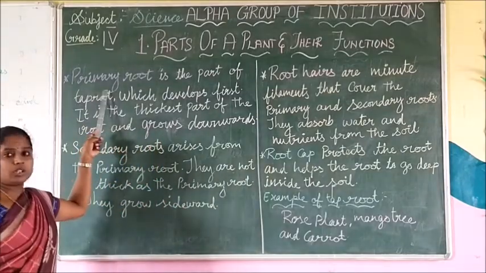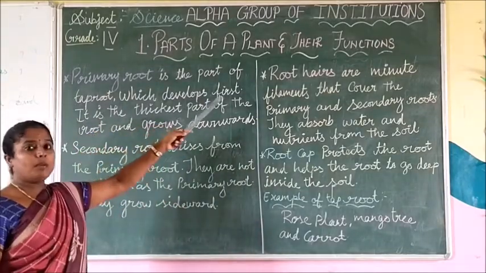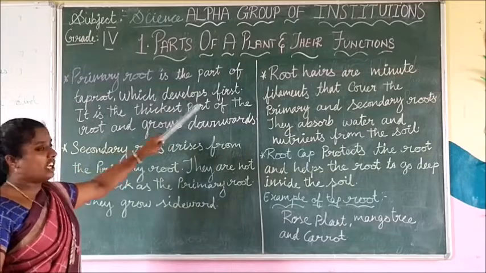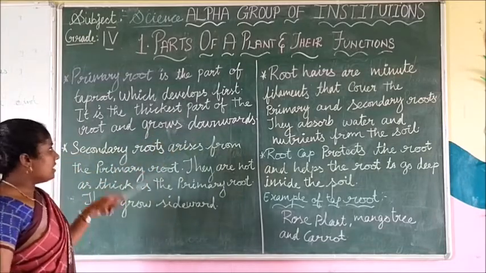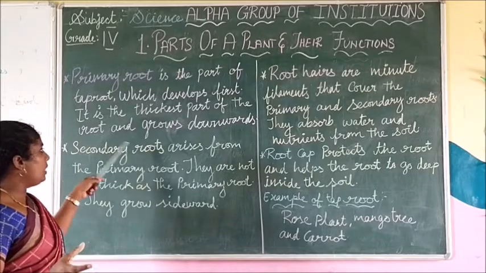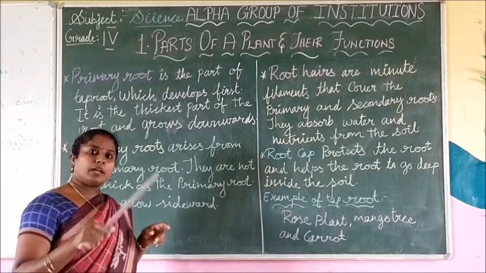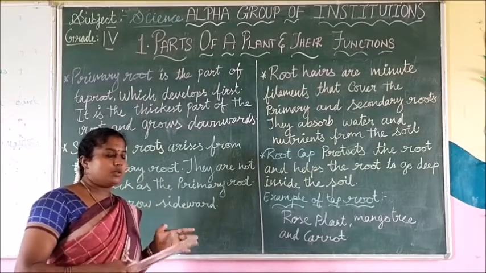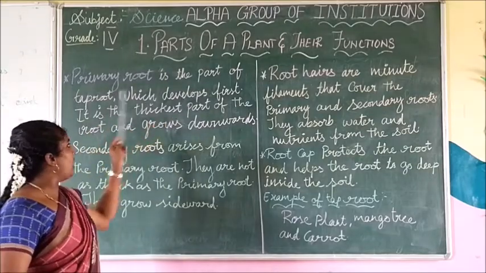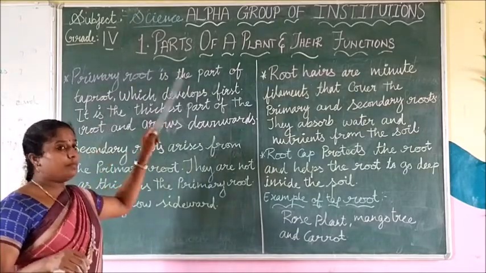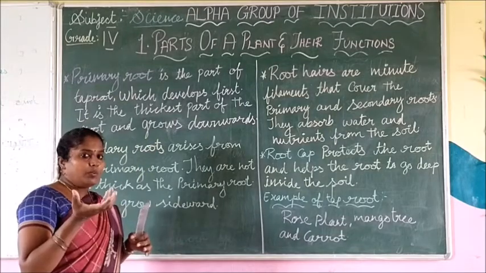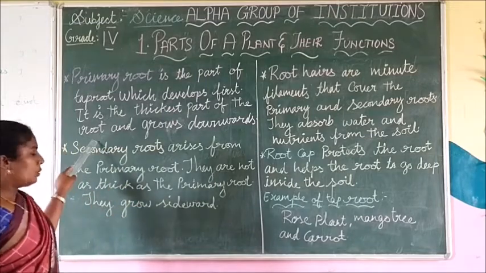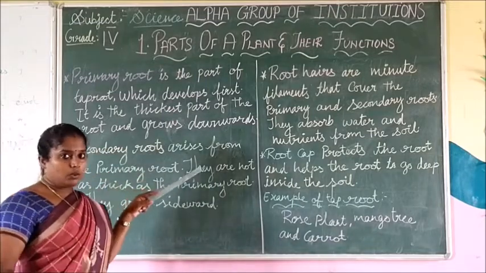Now we are going to see what is the primary root. The primary root is the part of the taproot which develops first. It is the thickest part of the root and goes downward. So the primary root is the thickest part of the root. That is, it is the first root. Only the primary root develops first. It is the thickest part of the root and grows downwards.